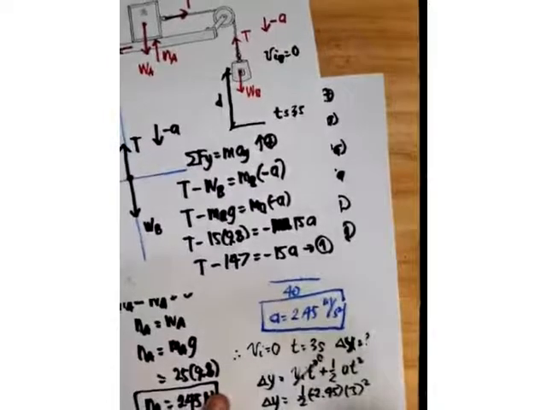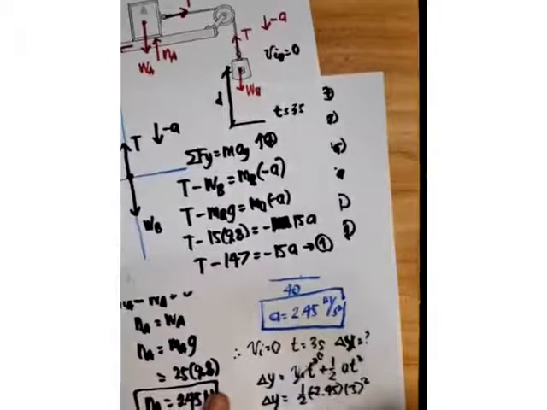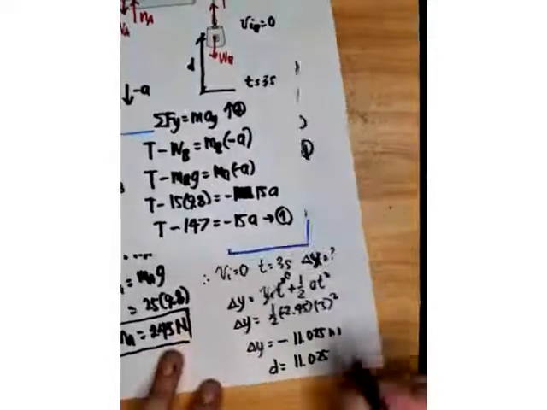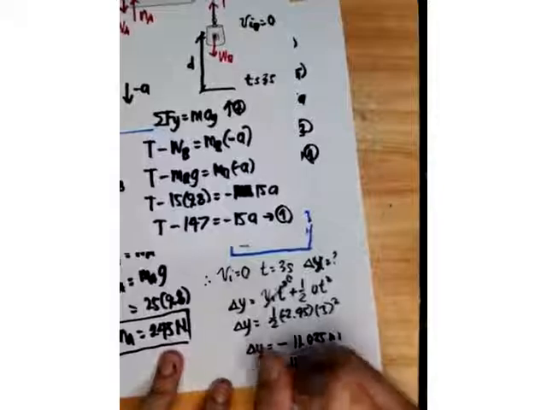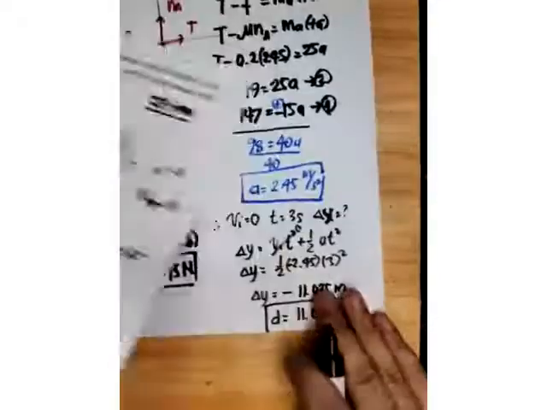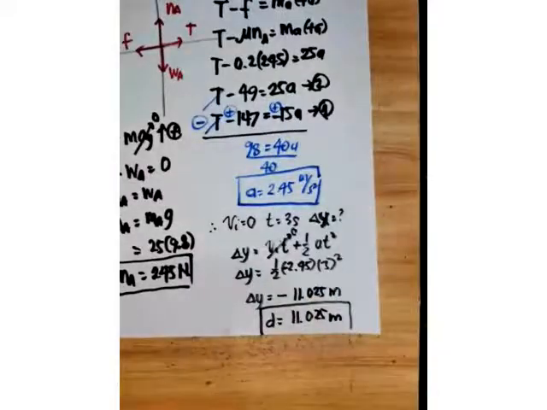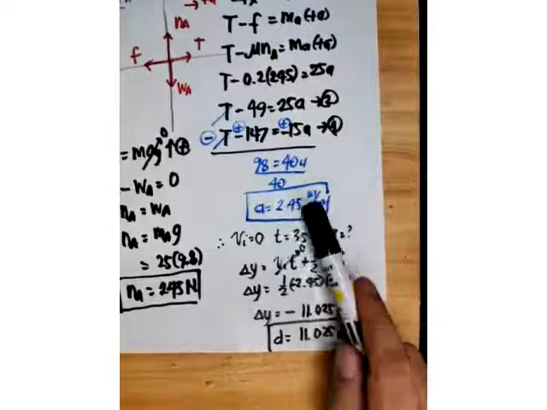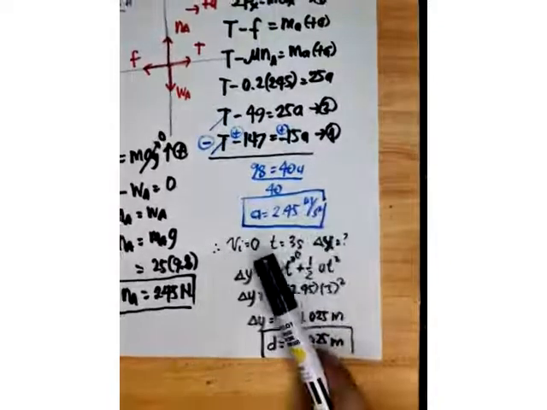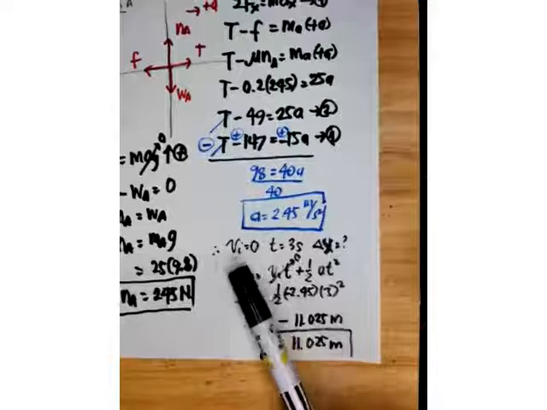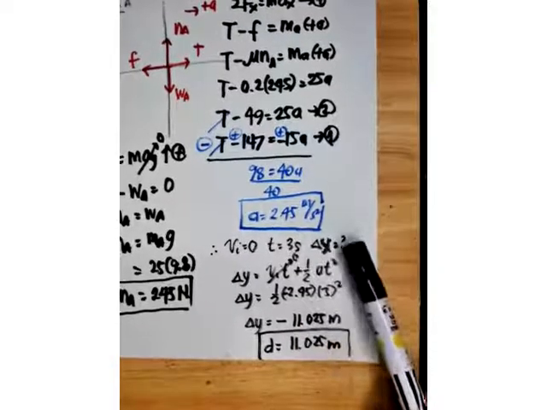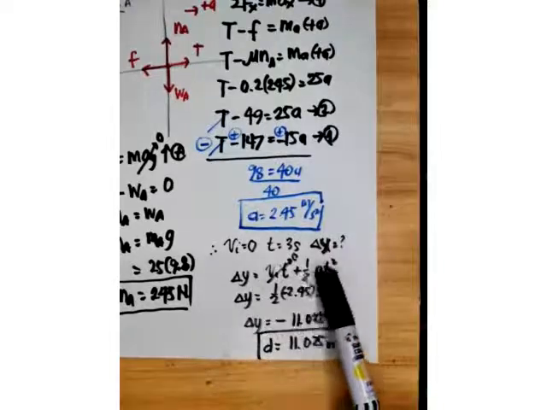The displacement is 11.025 meters, or the distance traveled is 11.025. Okay, since we already found our acceleration, the magnitude of the acceleration, let's apply the given initial velocity, which is 0. The given time is 3 seconds, so we need to find the displacement.